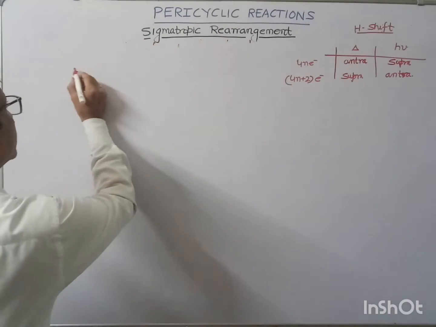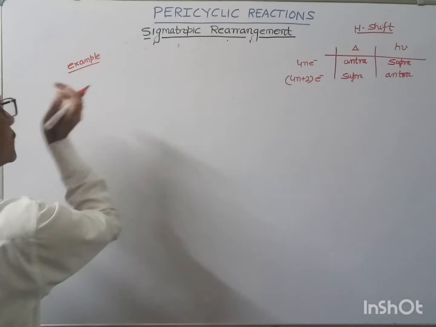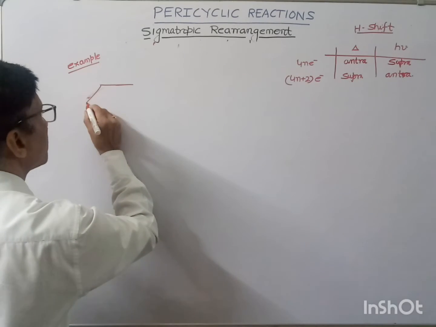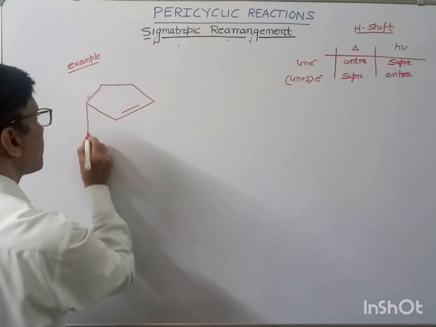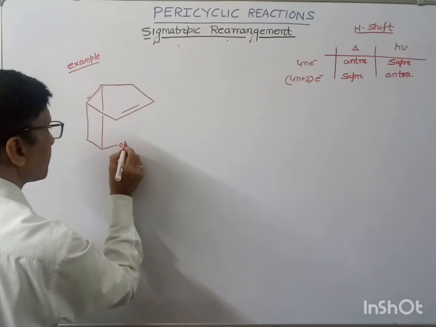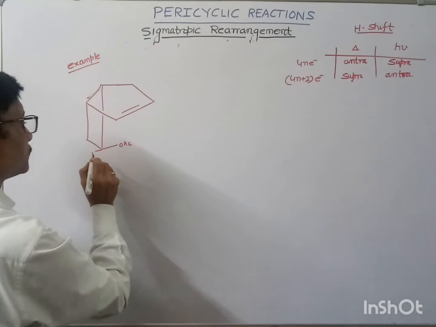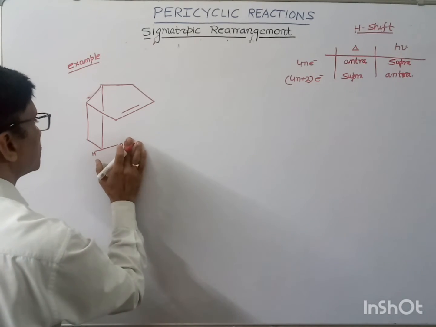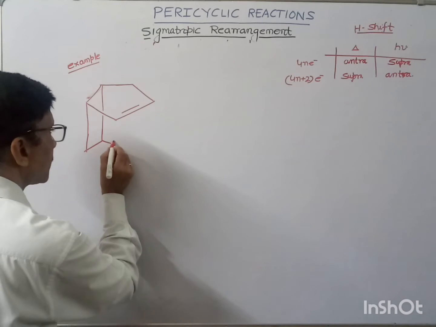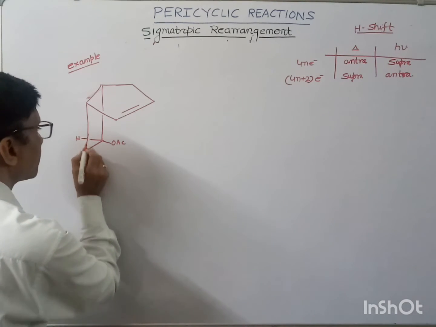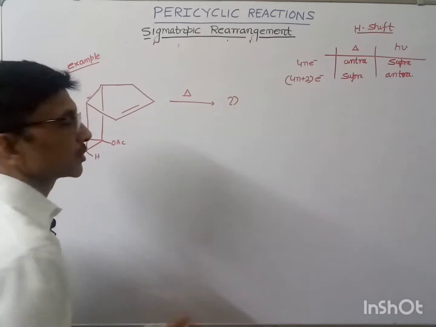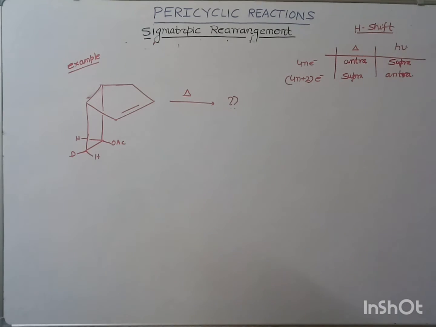Now if you see the example, suppose you have... Now what should be the product of this reaction? What should be the product for this reaction? Let us see this one.